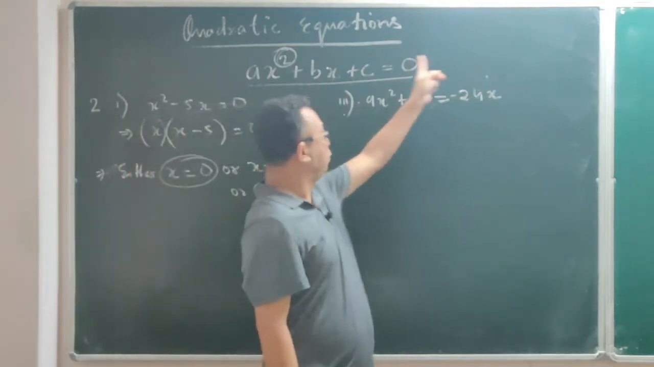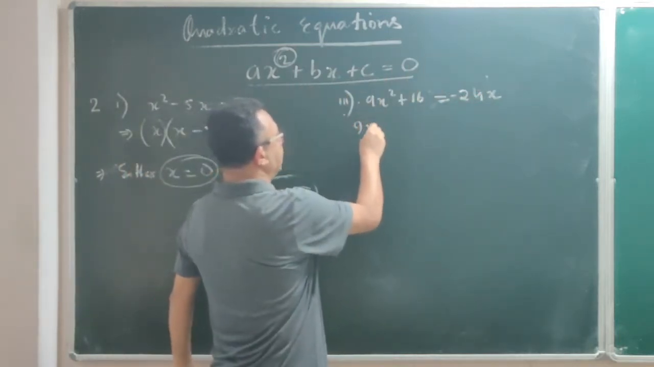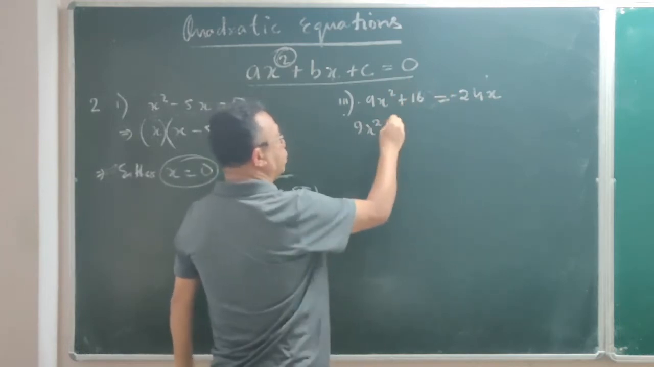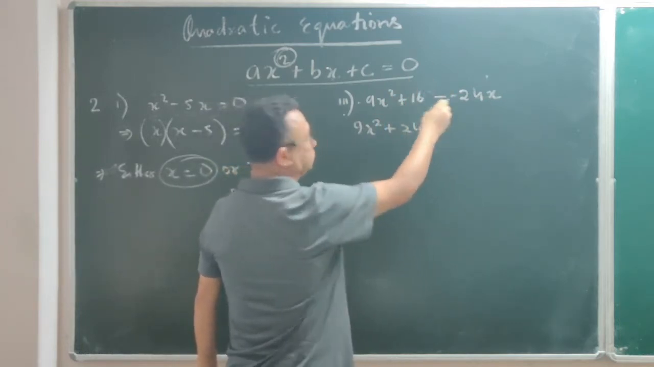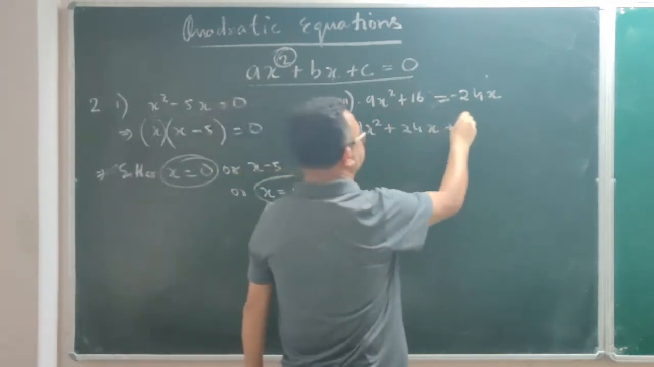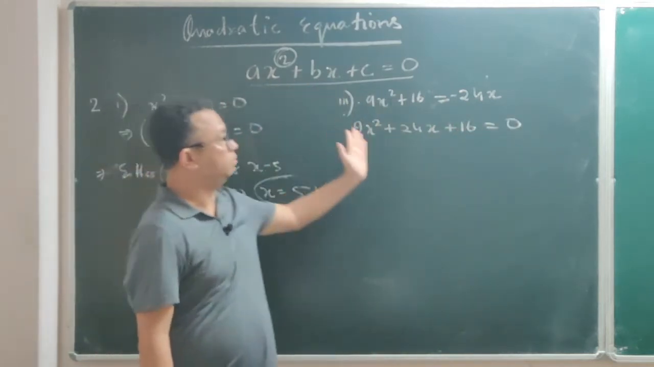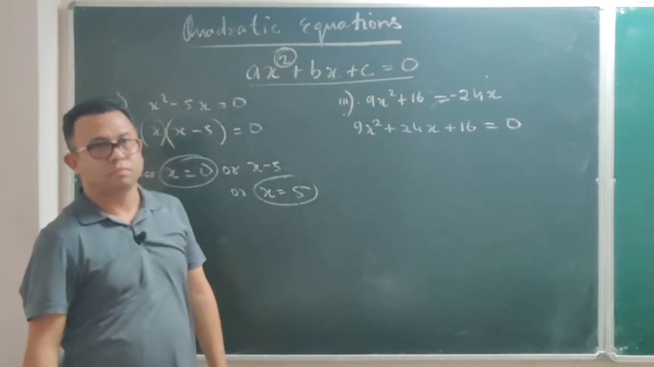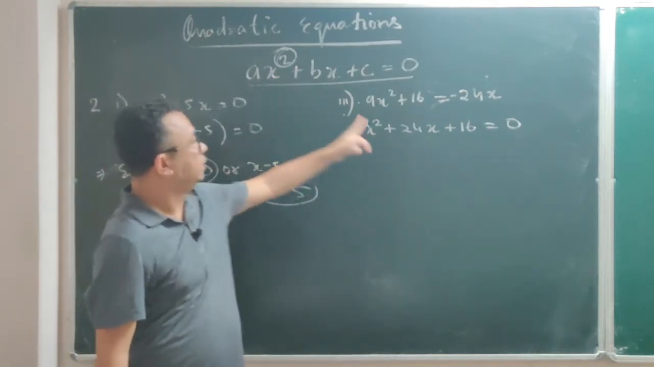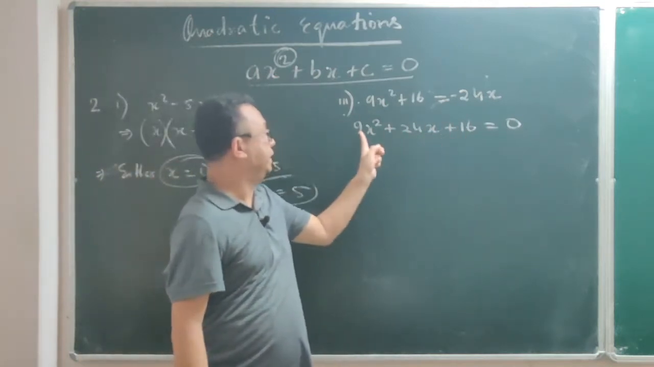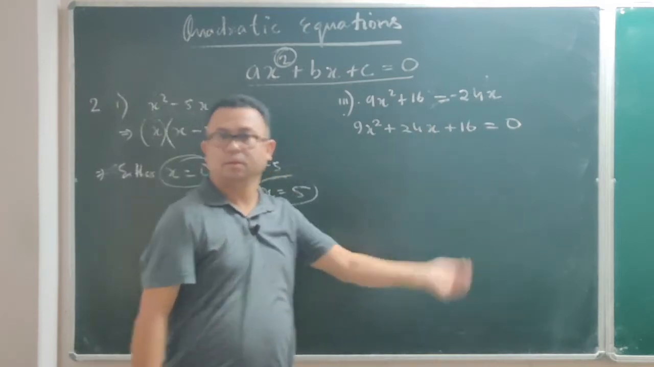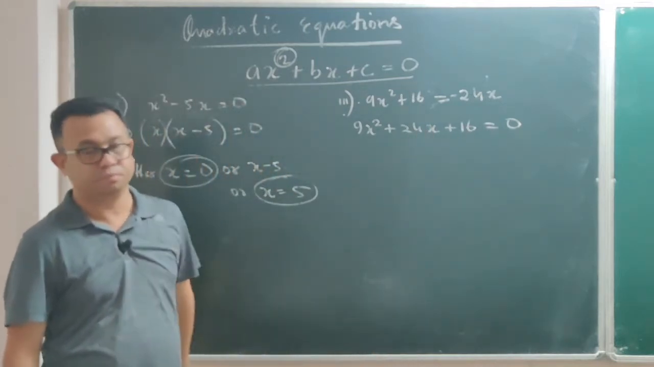So bring that minus 24x this side: 9x square, when minus 24x comes this side it will be plus 24x, and then plus 16 equal to 0. Now I have arranged this one in this form: first x square, then x, then a constant. Our a is 9, b is 24 and c is 16. I have arranged it now.